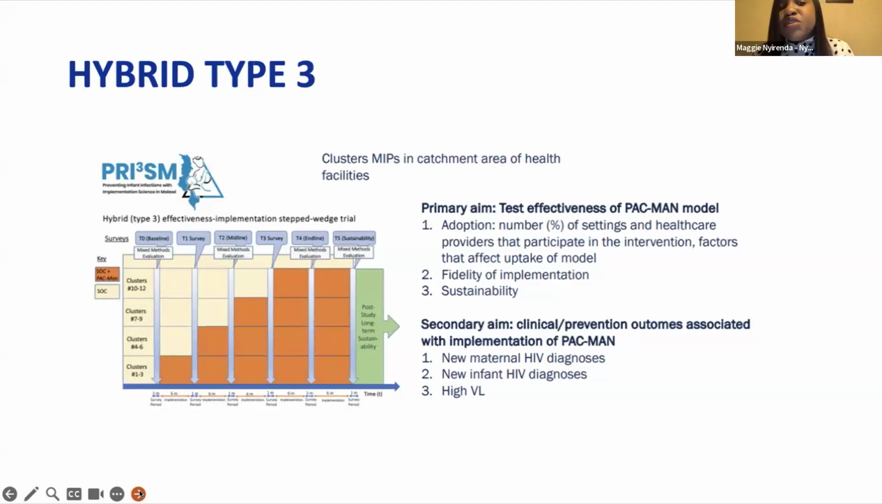But the primary aim is to assess adoption, the number of settings that will take up this intervention, and factors that are affecting this model. Fidelity, which I explained already, and sustainability are the two other main implementation outcomes that they're after. But they'll secondarily gather clinical outcomes like maternal HIV diagnosis and new HIV infant diagnosis. So hopefully you've been able to appreciate how you can use different designs, having type 1, 2, 3, how you can use different strategies, and how all these studies have shown effectiveness and intervention implementation outcomes.